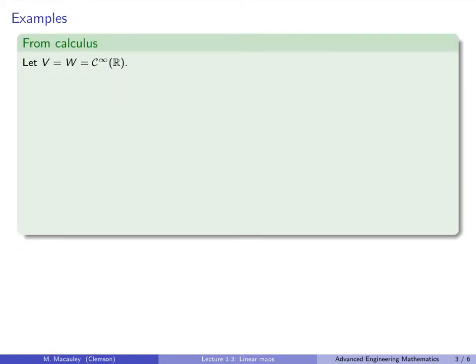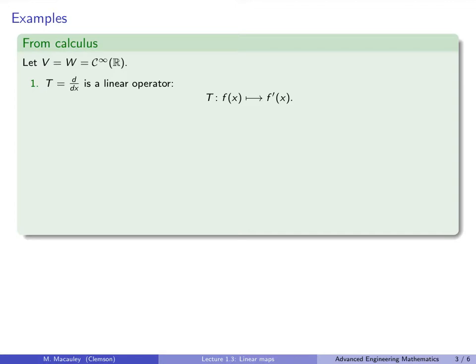Let's do some more examples of linear operators, this time from calculus. So now let V and W be the space of smooth real-valued functions, although I might modify this in a later example. First example, let T be the differential operator d dx. This is a linear operator from the space of smooth functions to itself. In other words, you input a function f of x and you output its derivative f prime of x.